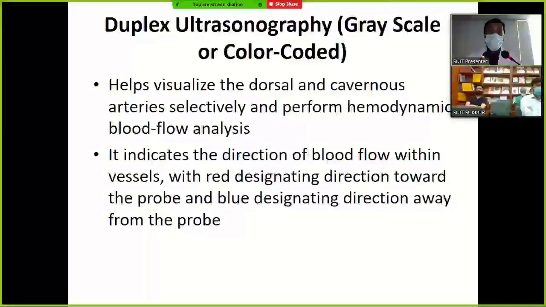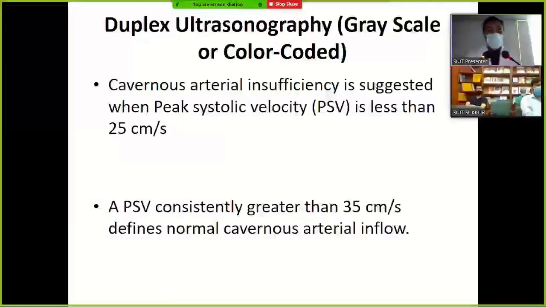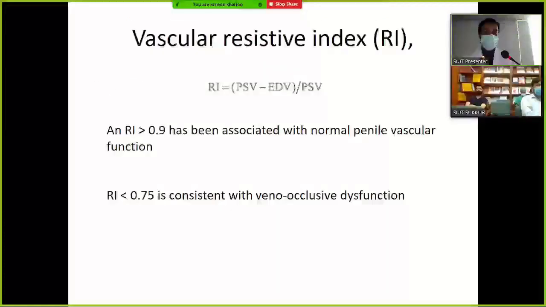And then there comes duplex ultrasonography. It helps visualize the dorsal and cavernous arteries selectively and perform hemodynamic blood flow analysis. It indicates direction of blood flow within the vessel with the red signal designated direction towards the probe and blue direction away from the probe. Cavernous arterial insufficiency is suggested when peak systolic velocity is less than 25 cm per second. Peak systolic velocity consistently greater than 35 cm per second means normal cavernous arterial inflow.